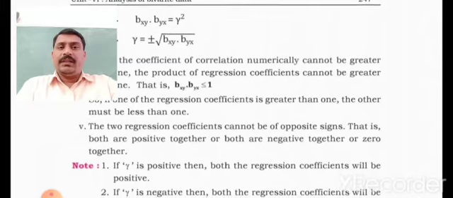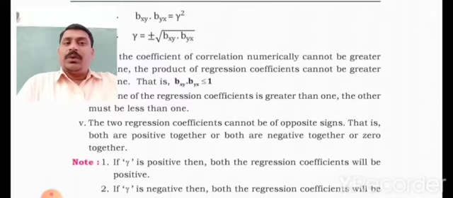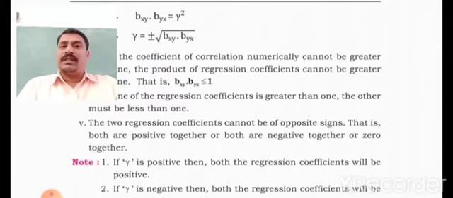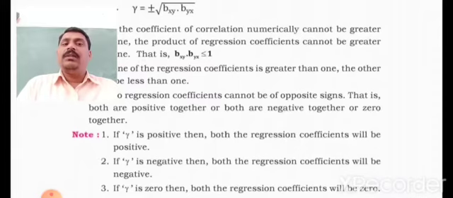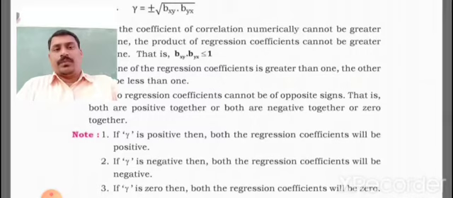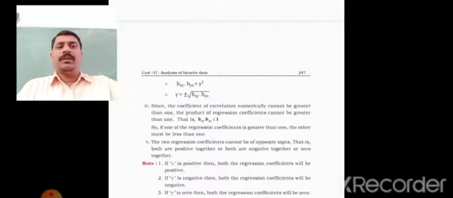The next property is that the two regression coefficients cannot be of opposite signs. That I already said, they will both be either positive or negative. They don't come with both signs. Okay, then certain notes here. If r is positive, then both regression coefficients will be positive. If r is negative, both regression coefficients will be negative. If r is 0, then both the regression coefficients will be 0.